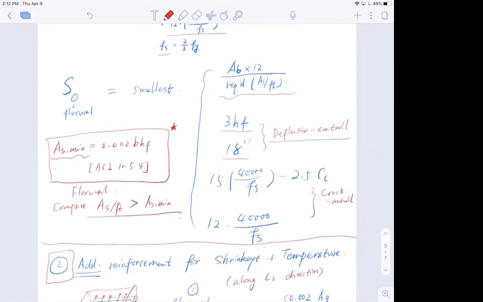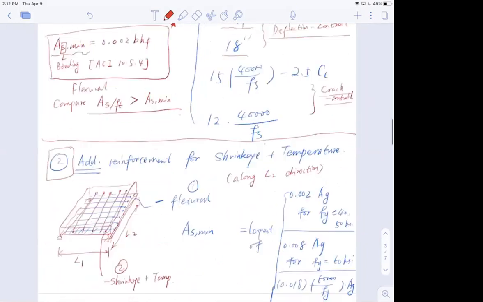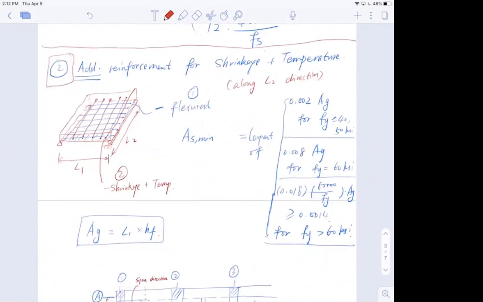Is it for deflection control? Is it for crack control? You don't have to know that, but in the exam, you have to be able to calculate it. Let me emphasize, this is As min, and this is for bending, not for shear. In a one-way slab, we only talk about bending right now, not the shear. Shear is supposed to be covered in the previous lectures. So that's category one, flexure.